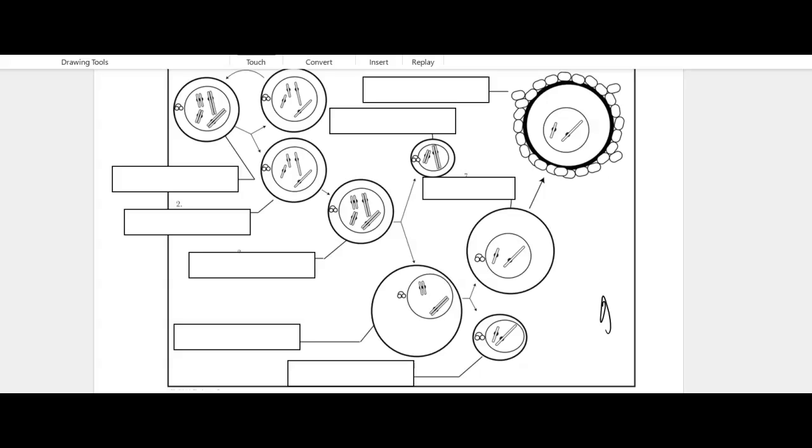Here is a video going over the diagrams involved in oogenesis, looking at it from a visual standpoint. Remember that both spermatogenesis and oogenesis start with a diploid cell called a germ cell. That's going to have the full 46 chromosomes in it.